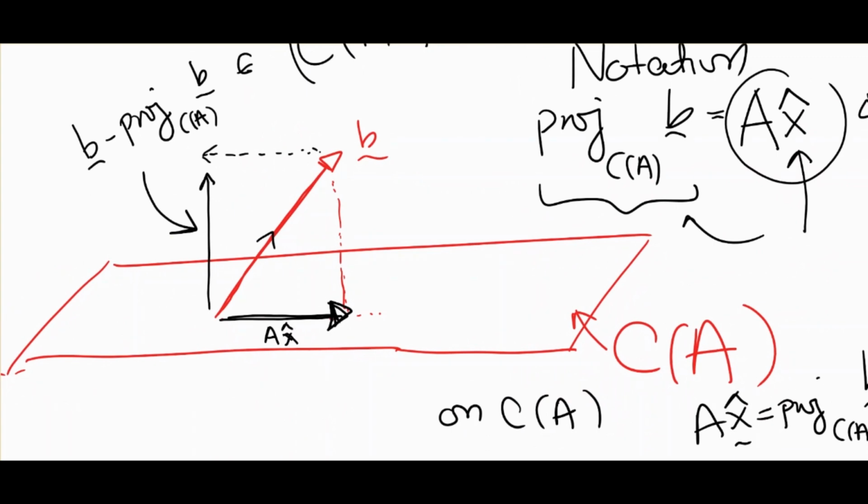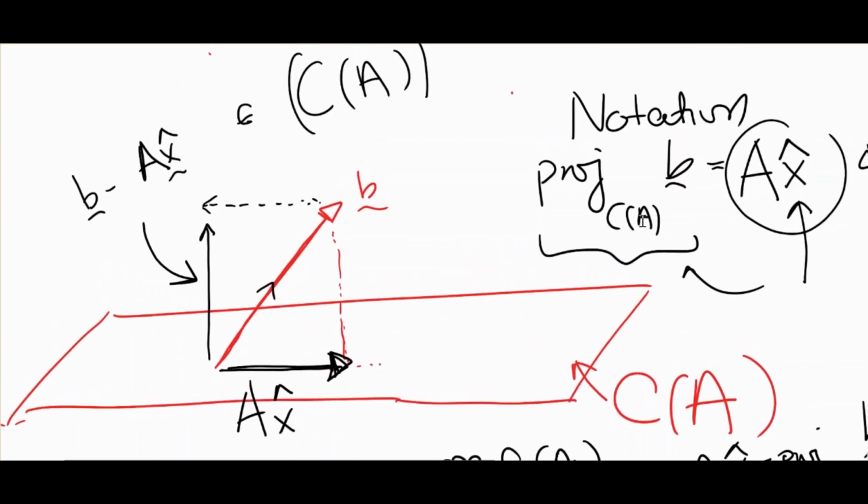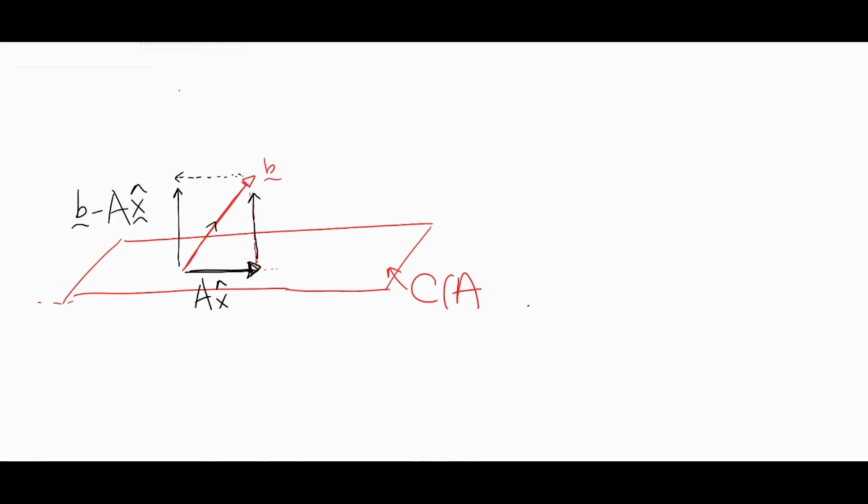So, let me write bigger, AX hat. This will be B minus AX hat. So far, so good. This is the vector right here, but we can actually move it here. All these vectors are equivalent. You can freely move them as long as they still point in the same direction and have the same magnitude.